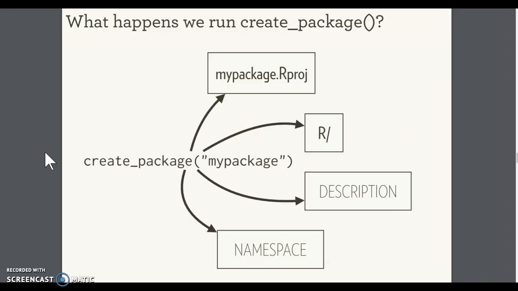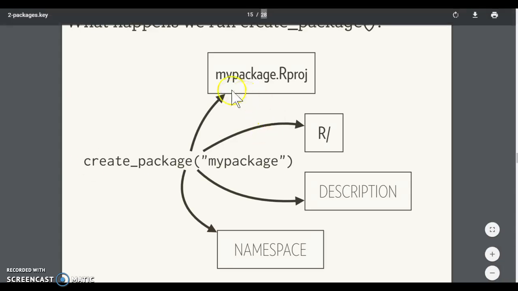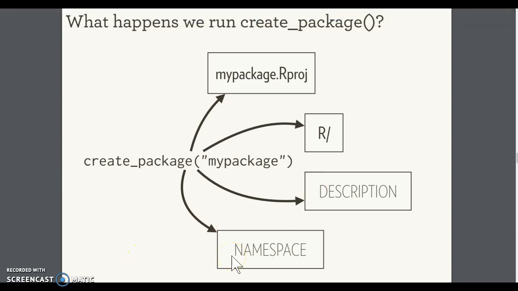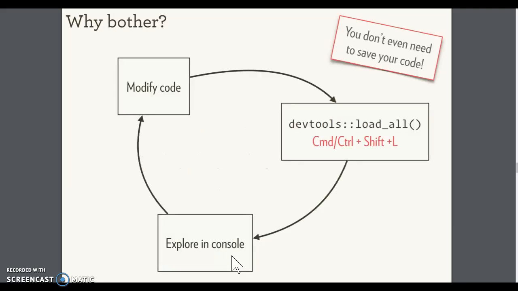Yes, so this slide shows everything that happens. It creates this file that defines the package, that defines the project. It's called whatever name of the package we use, with the extension .Rproj. It creates an R folder, it creates a DESCRIPTION file, and it creates a NAMESPACE file, and a few other things that for the moment are not so important.